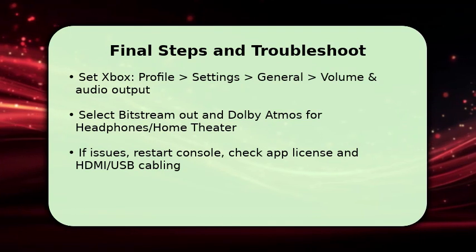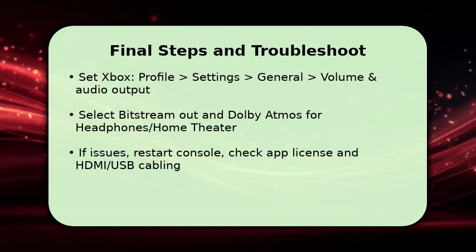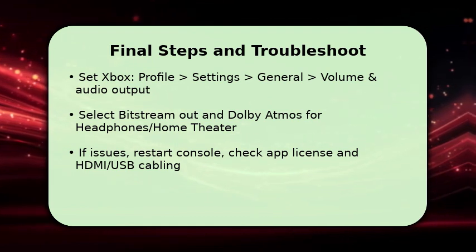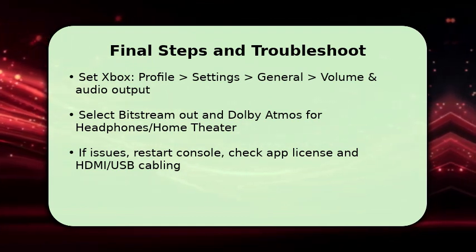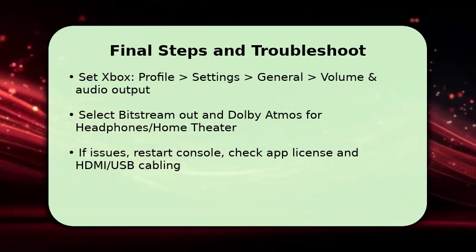Go to Profile Settings, General, Volume and Audio Output. Set headset audio to Windows Sonic or Bitstream out depending on your device. Then choose Dolby Atmos for headphones or home theater under Bitstream format. Once set, test in-game audio and the Dolby demo.